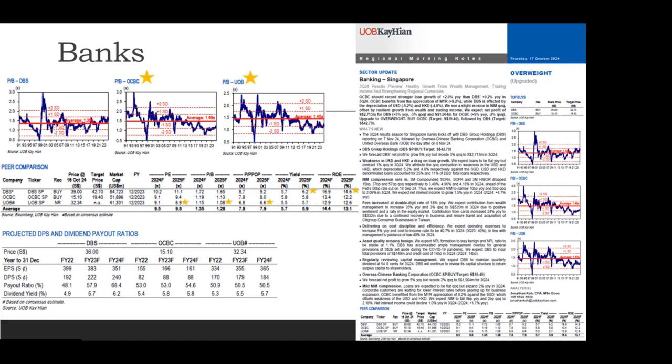Because just now I spoke about, wow, DBS, even though the share price is so high as compared to the other two banks, it has the highest dividend yield. Can you tell me why did I make that statement? Referencing to the formula for dividend yield. Anyone?